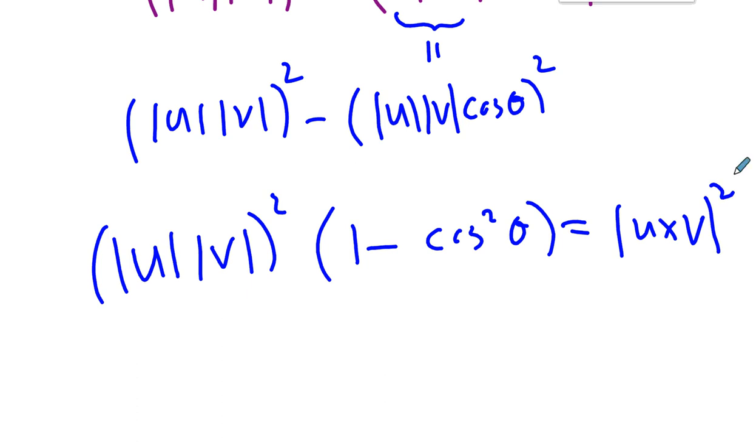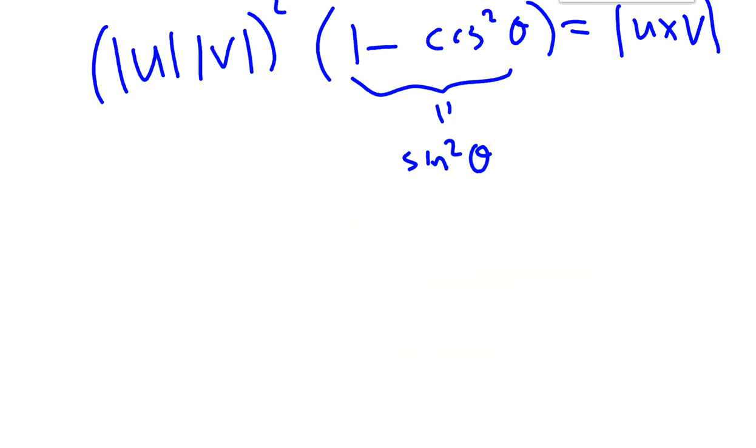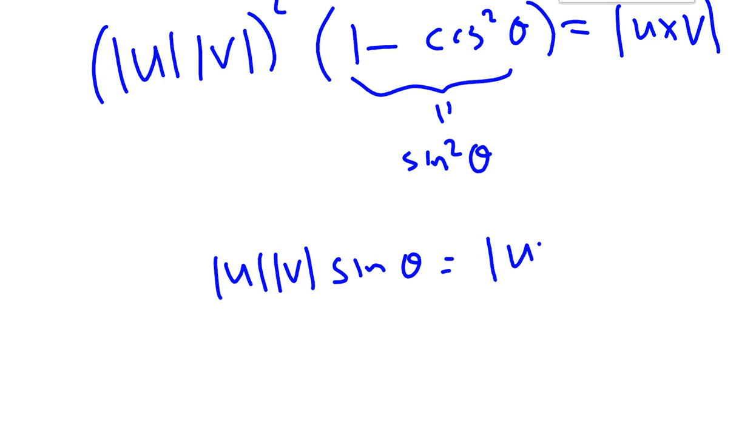Well, so this thing is simply sine squared. And just like I said, this is a long story, but with an exciting ending. If we take the square root of the entire quantity, we end up getting norm u, norm v, times the sine of theta is equal to the length of the cross product. Now that is pretty cool.